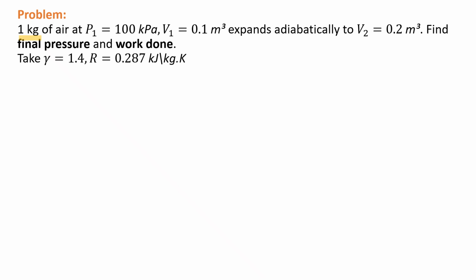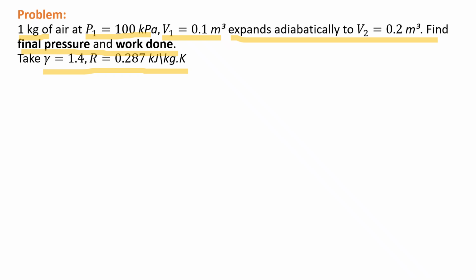Numerical data: 1 kg of air, initial pressure 100 kilopascal, initial volume 0.1 meter cube, expands adiabatically to the final volume 0.2 meter cube. Find out the final pressure and work done. Take gamma equals 1.4. If these two values are not given in the data, you have to remember and write them.